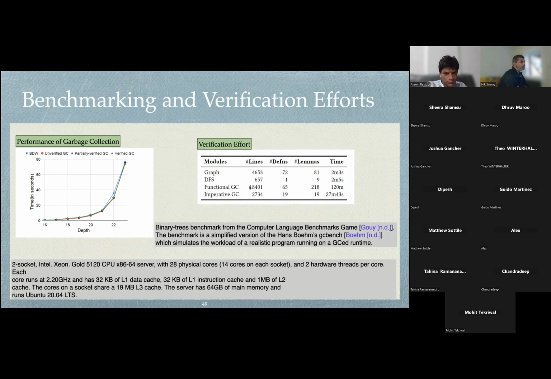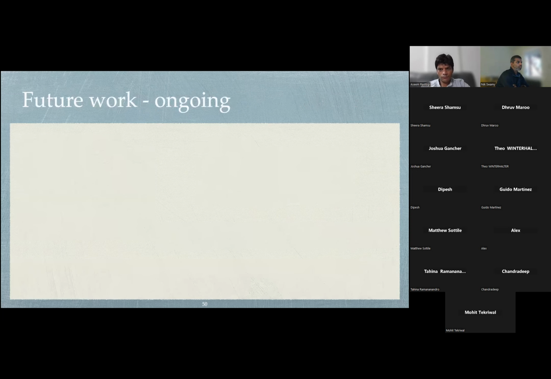And these are the statistics of the verification effort. We have tested it out on the binary tree benchmarks from the Computer Language Benchmarks Game. This benchmark actually simulates the workload of a realistic program running on a GC. So that's why we have taken that.